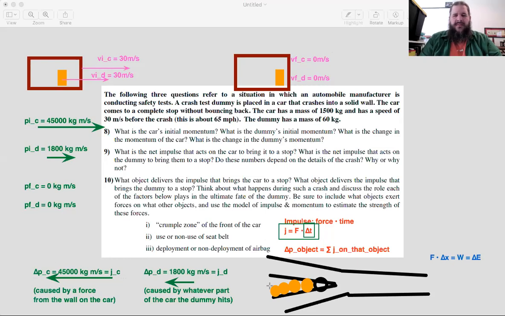So that's really the big message of all of these safety features. It's all about stretching out the amount of time the impact takes and therefore reducing the amount of force that's involved. Still the same overall impulse, but more time means less force.